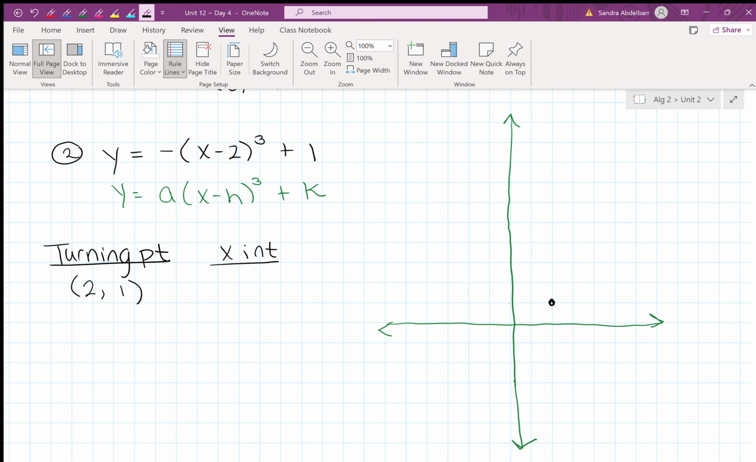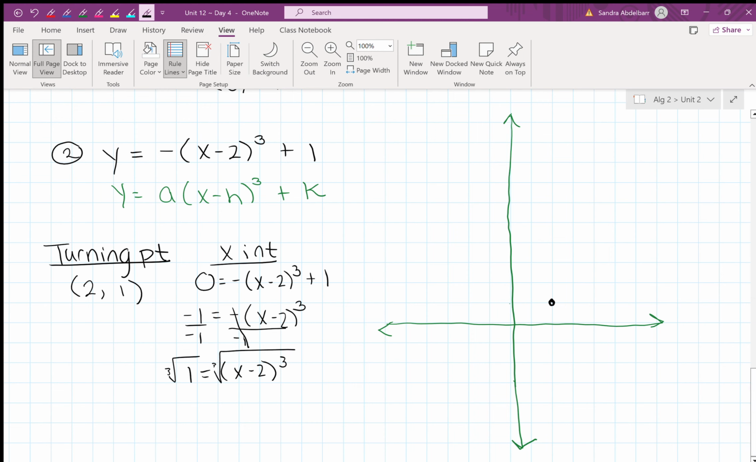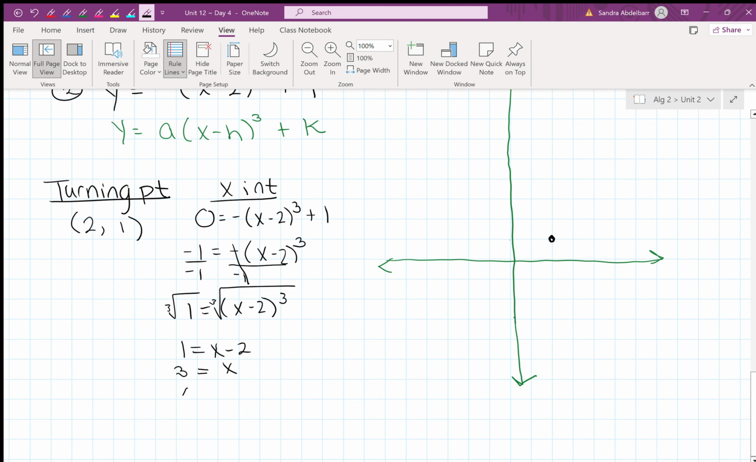So x-intercept, we are saying 0 equals the negation of x minus 2 cubed plus 1. I'm going to move that 1 over, so we have negative 1 equals the negation of x minus 2 cubed. I'm going to divide by negative 1. So I have 1 equals x minus 2 cubed. I'm going to now take the cube root of both sides. Cube root of 1 is just 1. So now we have 1 equals x minus 2, so x will equal 3. So our x-intercept is the point 3, 0. So we'll plot that.